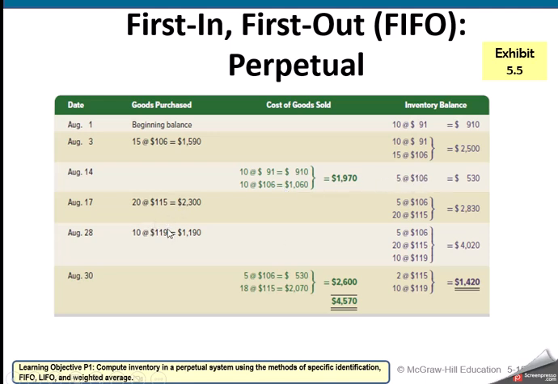Then we purchase some more at some different prices, but then we sell 20 more. So when we sell the 20 more, we go back to these first 5. Those are the first ones that we sell. Then the remaining 18 are going to come out of this tier.